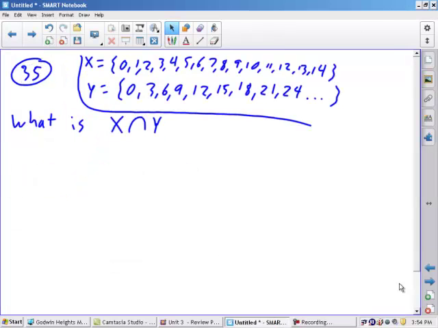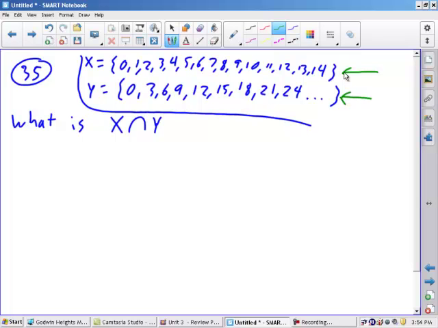On number 35, they give you quite a bit of information before that. It says x is a whole number less than 15. So what I did was I went ahead and I listed out all of the numbers less than 15 so I knew what they were. Then also for y, it says y is a multiple of 3. So I went ahead and did all the multiples of 3.